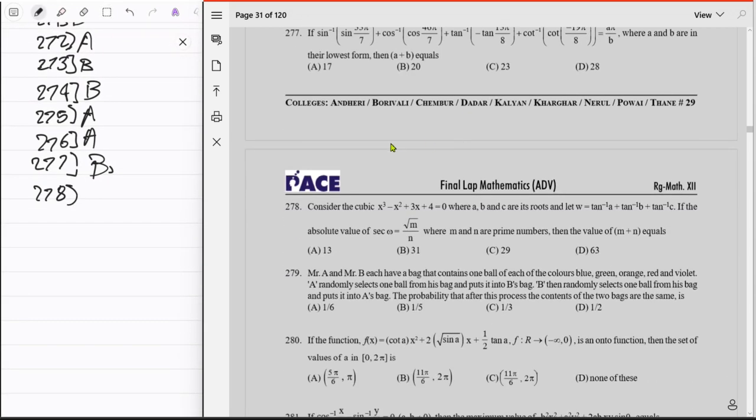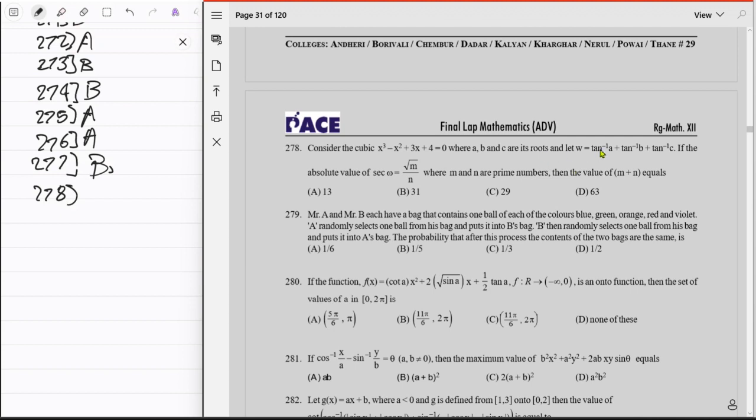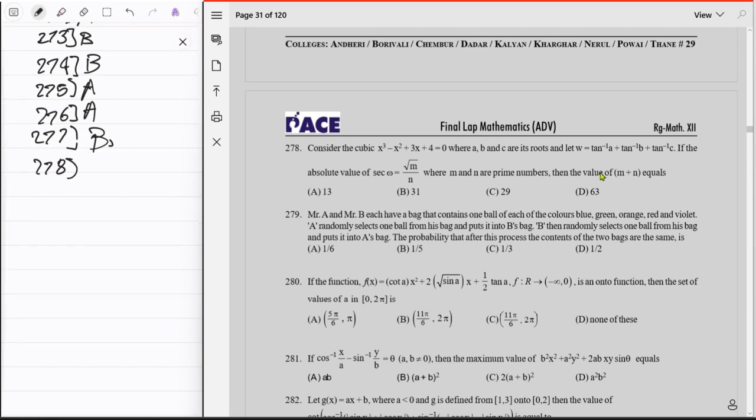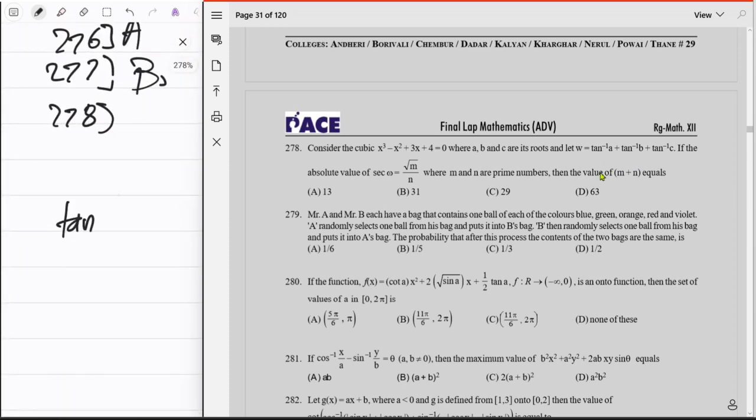Okay, consider the cubic where A, B, C are its roots, and let omega be equal to tan of a plus b plus c. If the absolute value of secant of omega is equal to this thing, where m and n are prime numbers, then the value of m plus n. So we have to find secant omega. Okay, cool. What are people saying? Just figure out tan of omega first of all.